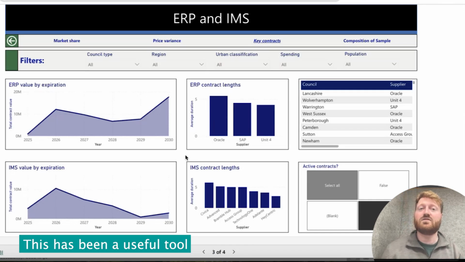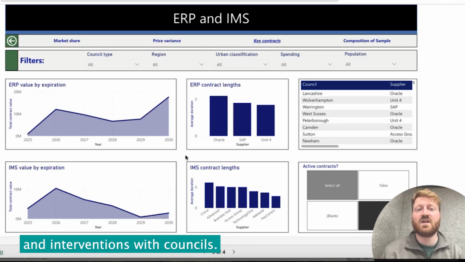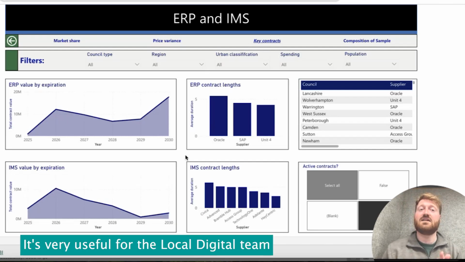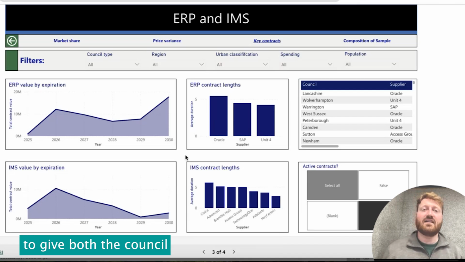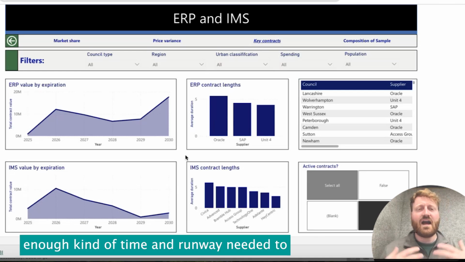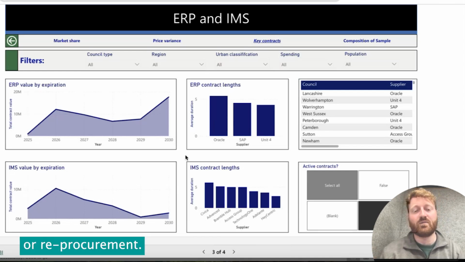This has been a useful tool for identifying specific opportunities and interventions with councils. It's very useful for the local digital team to have oversight of when key contracts might be expiring, to give both the council and the local digital team enough time and runway needed to address their contract ahead of renewal or reprocurement.